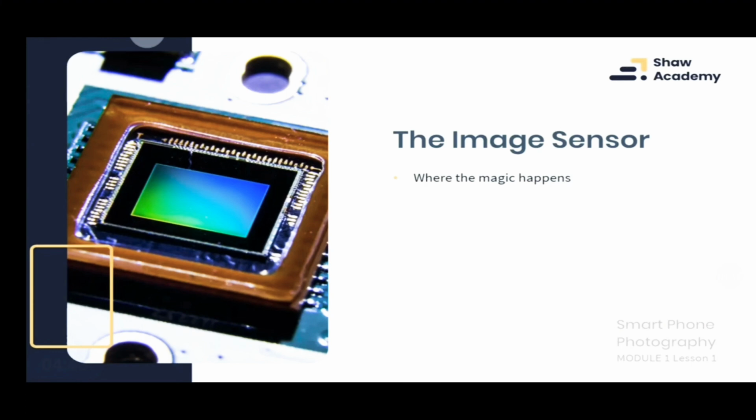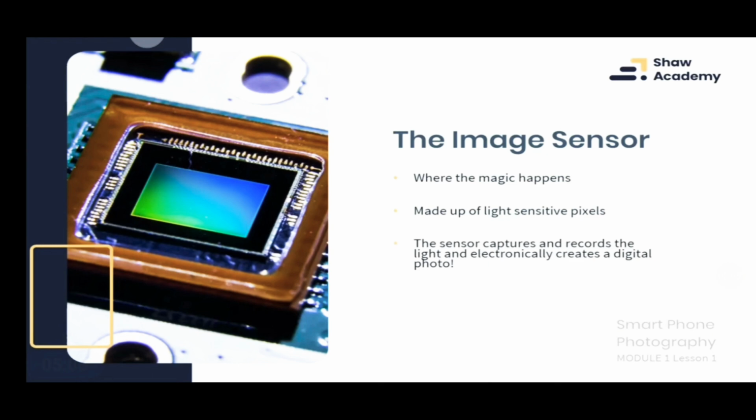It'll turn it into a shot, and it really is almost like magic, but in reality it is science. So it's made up of light sensitive pixels. Each of these pixels reacts to light and will capture the different volumes, the different amount of light to make our photograph, to make our exposure. And the sensor captures and records light and electronically creates our digital photograph.